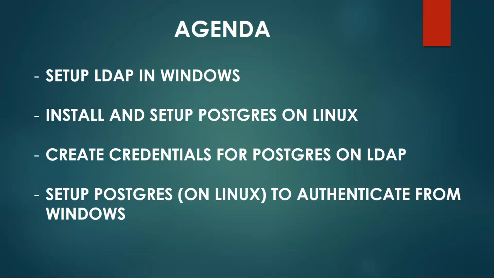So we have a basic agenda where we're going to set up LDAP in Windows. This is just going to be a basic setup, and then we're going to install and set up Postgres on Linux, and that is what we'll use to authenticate against LDAP on Windows. We're going to create some credentials for Postgres on the LDAP that we create. Then we'll set up Postgres and see exactly how this authentication works when we're connecting to Postgres and it's authenticating in Windows.